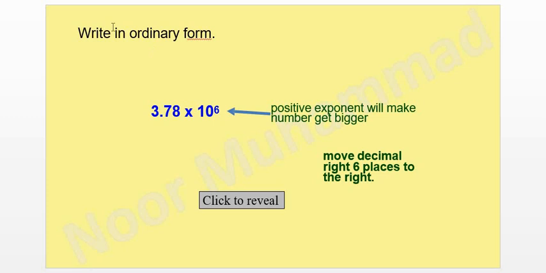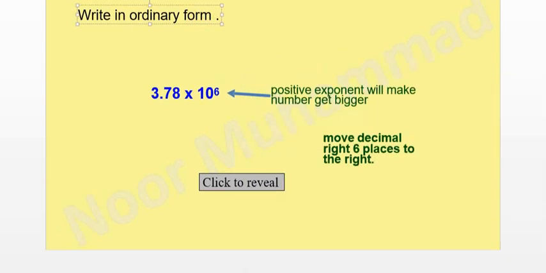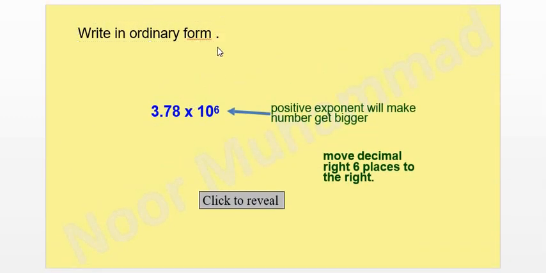For example, if you look at this one, my question is write in ordinary form. They want me to write this one in the ordinary form. How can I write it in the ordinary form? To write it in the ordinary form, I have to remove these powers of 10. Now, this 3.78 times 10 to the power 6 means we will be having 6 zeros over here. These 6 zeros say we have to move this decimal 6 places to the right.